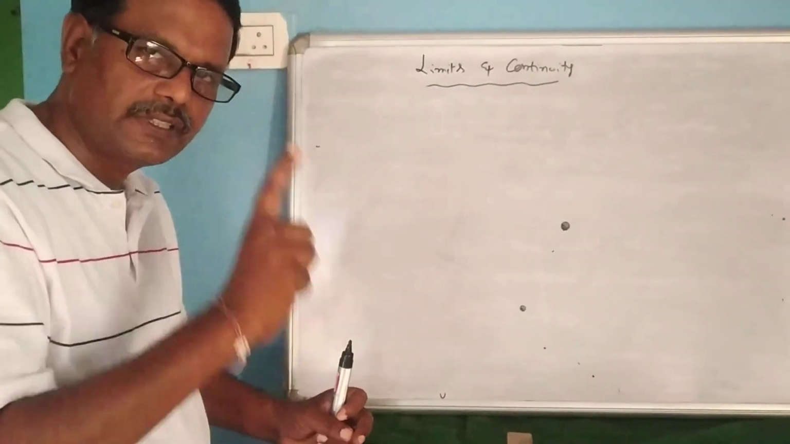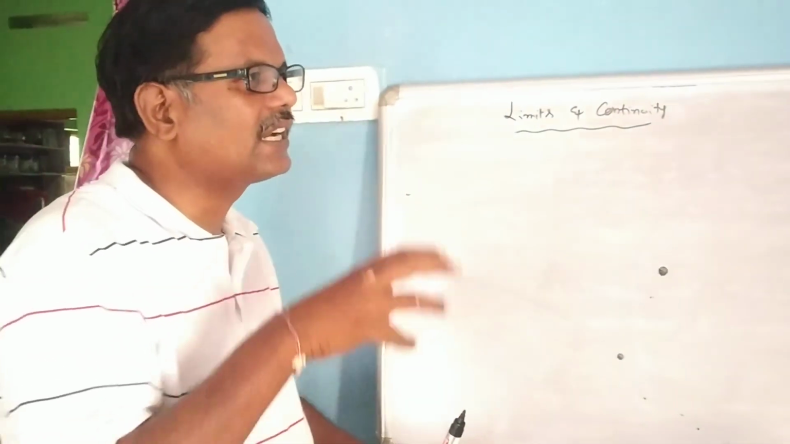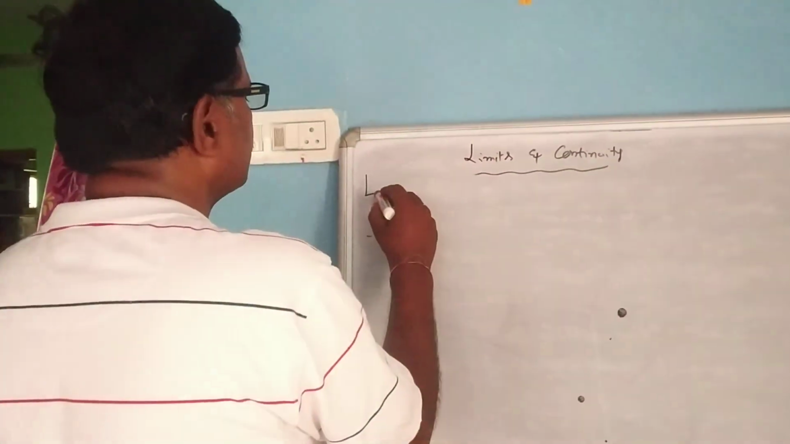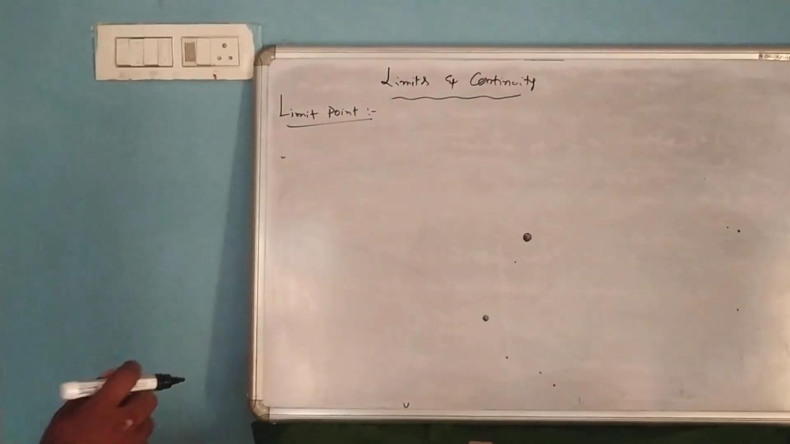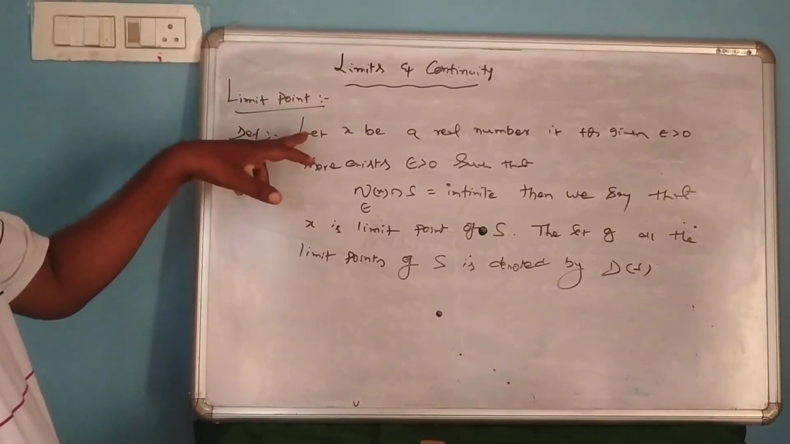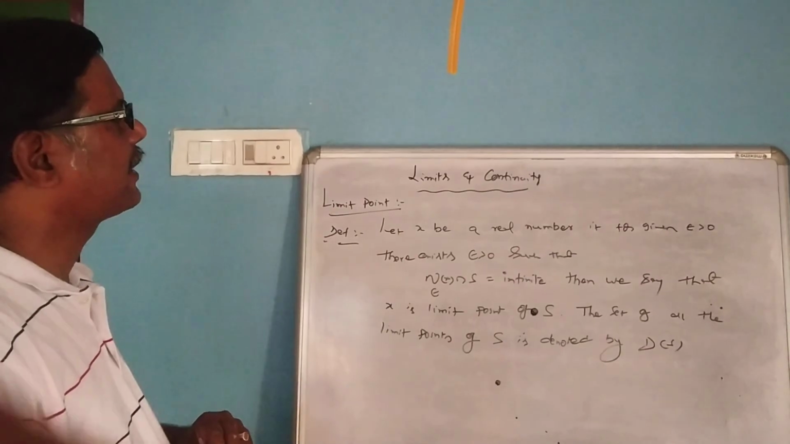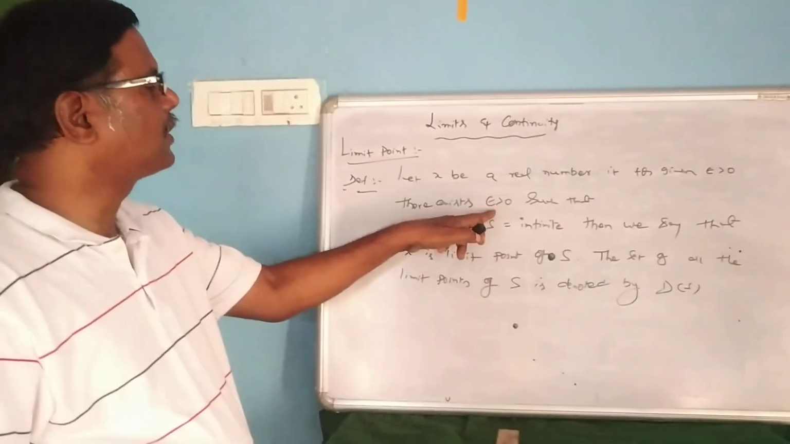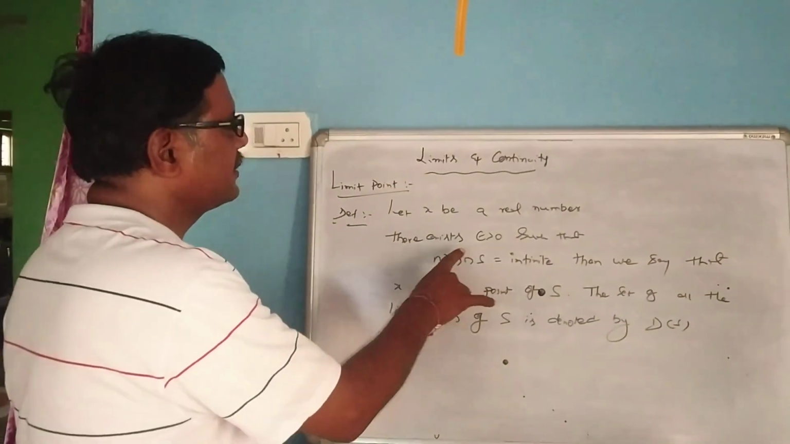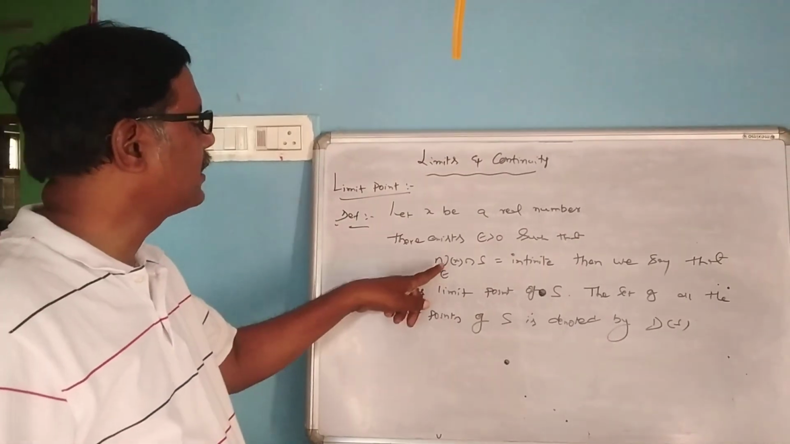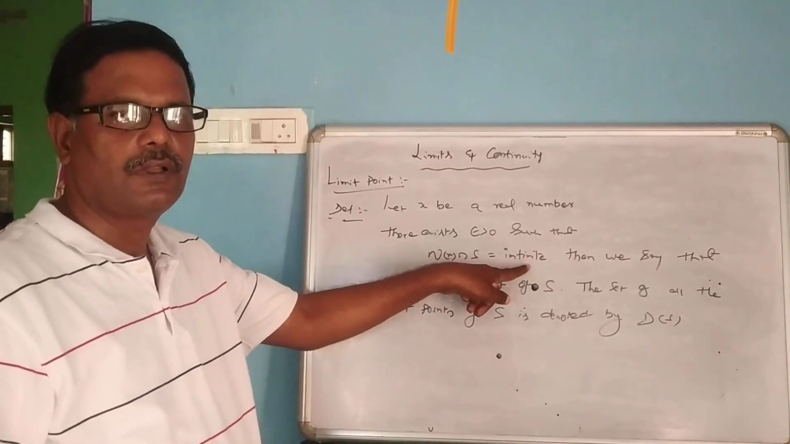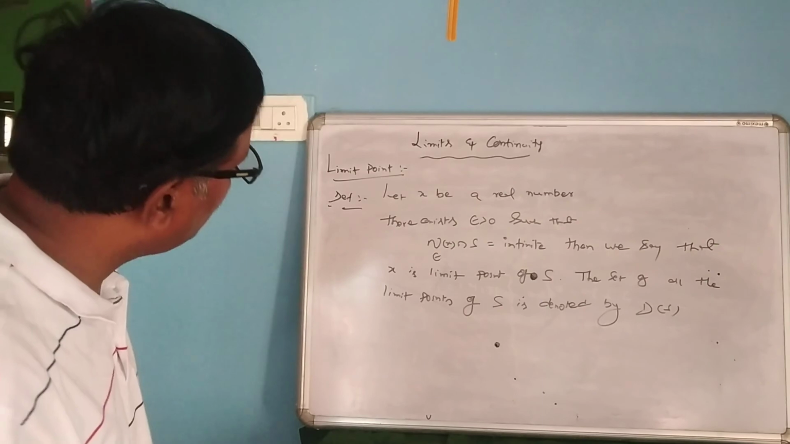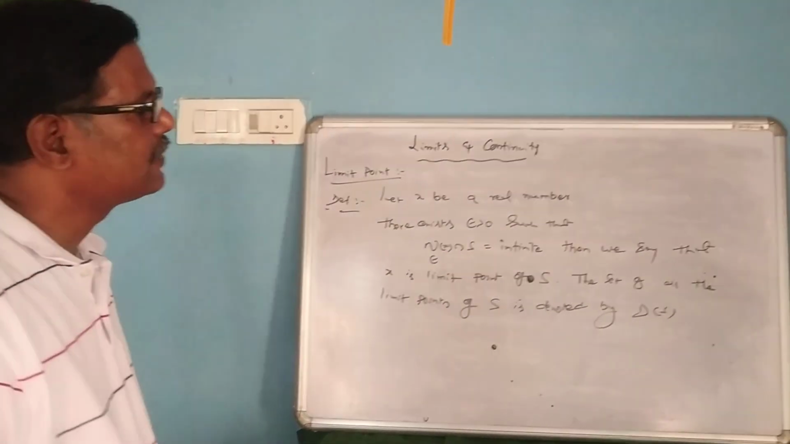Okay, before we define a limit, we must have a very clear idea of a limit point. Let x be a real number. For given epsilon greater than 0, if the epsilon neighborhood of x intersection S is an infinite set, then we say that x is a limit point of S. The set of all limit points of S is denoted by D of S.